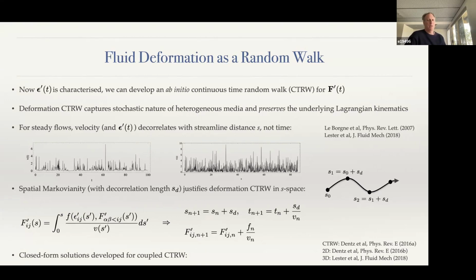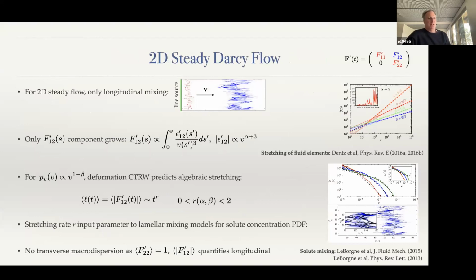and transport. When we apply this to 2D steady flow, remember for 2D steady flow, we only have longitudinal mixing. There's no three-dimensional element for transverse mixing. What we're interested in is the F12 component of the deformation tensor. It grows due to shear, and it can fluctuate due to local velocity fluctuations. Very often for porous media flows, the velocity distribution has a power law tail, so it can be shown as v to the power of 1 minus beta, where beta is a parameter of the flow.